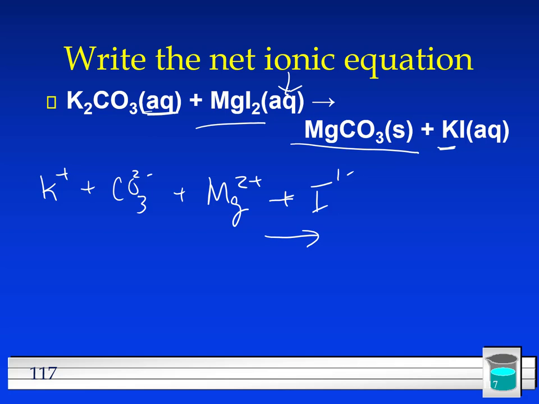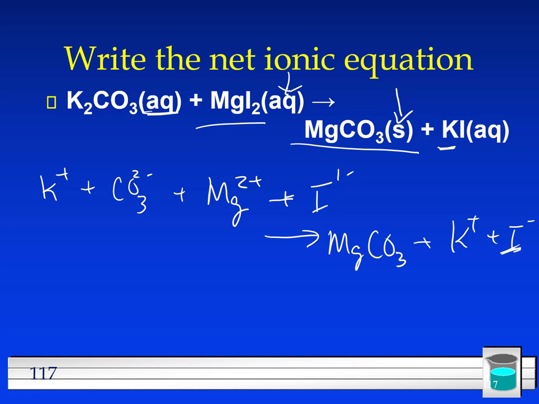On the product side, am I really going to have MgCO3? It says solid. That means I have it. So that would be MgCO3. The ones you don't have are the ones that are aqueous. They've fallen apart. So do I really have any KI? No. It's K plus and I minus. So that's the complete ionic equation.